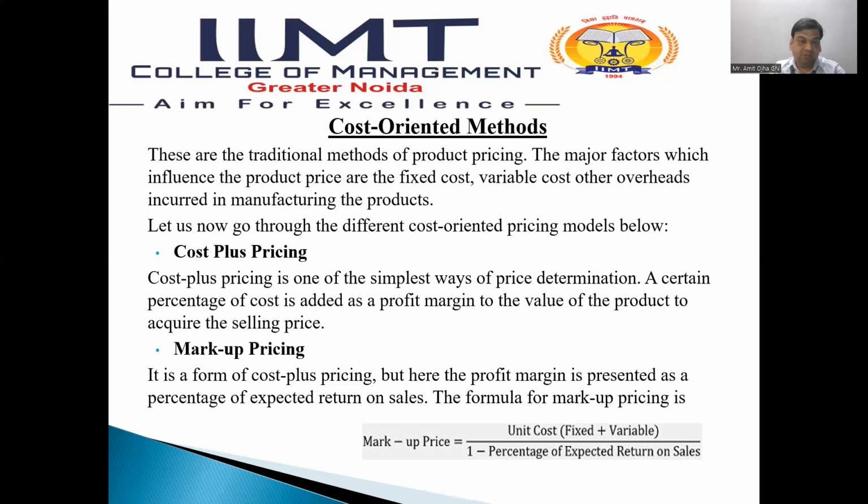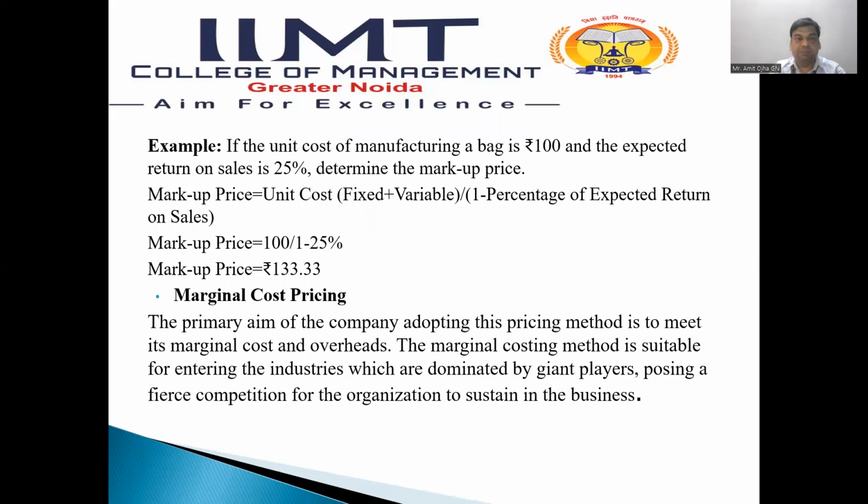The second one is markup pricing. It is a form of cost plus pricing, but here the profit margin is expressed as a percentage of expected return on sales. The formula for markup pricing is equal to unit cost upon 1 minus percentage of expected return on sales. With the help of this example, we can understand how to calculate a markup price. Here is the question: if the unit cost of manufacturing a bag is rupees 100 and the expected return on sales is 25%, determine the markup price.